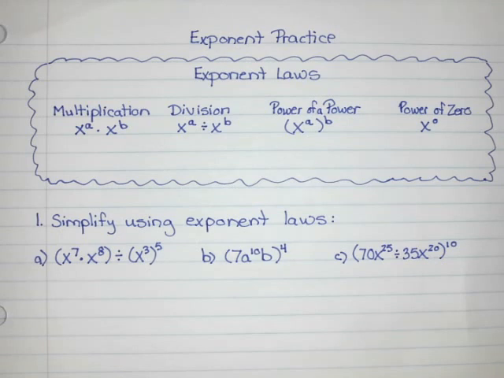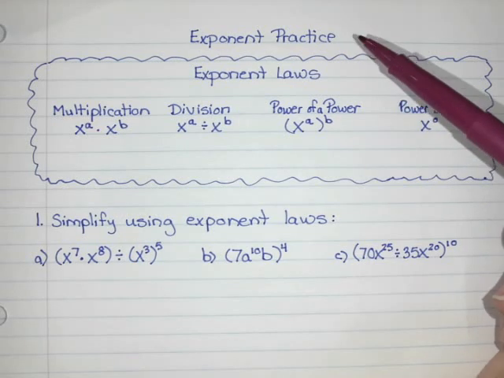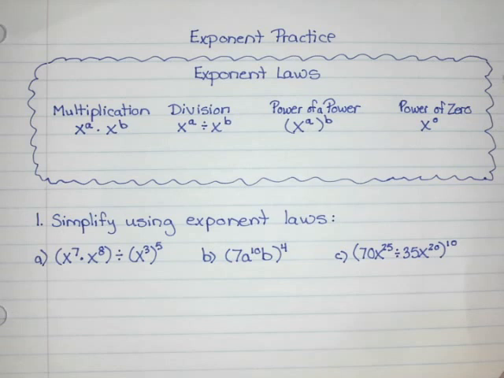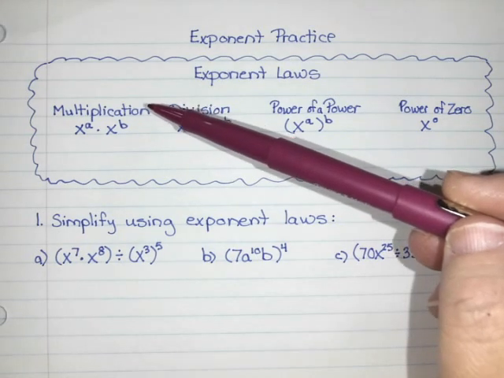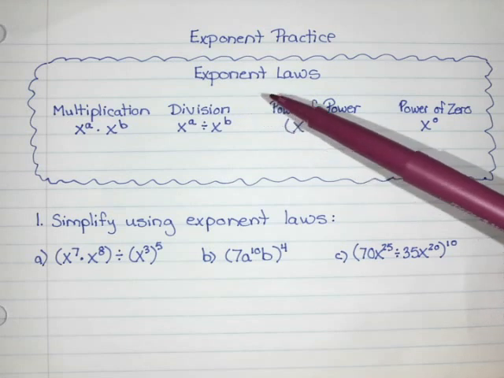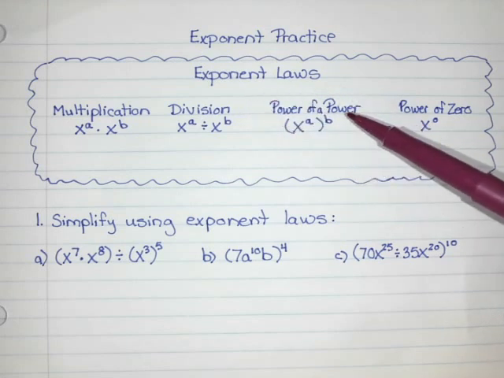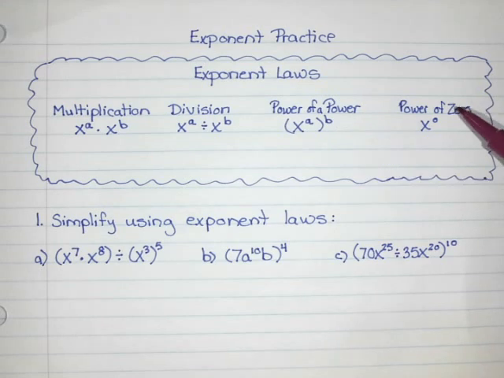Today we're going to be doing a little bit of exponent practice. We're going to start by going over the 4 exponent laws that we have learned so far. We have learned an exponent law for multiplying things with the same base, for dividing things with the same base, for a power of a power, which means when you have one base with more than one exponent, or what it means to have a power of 0.